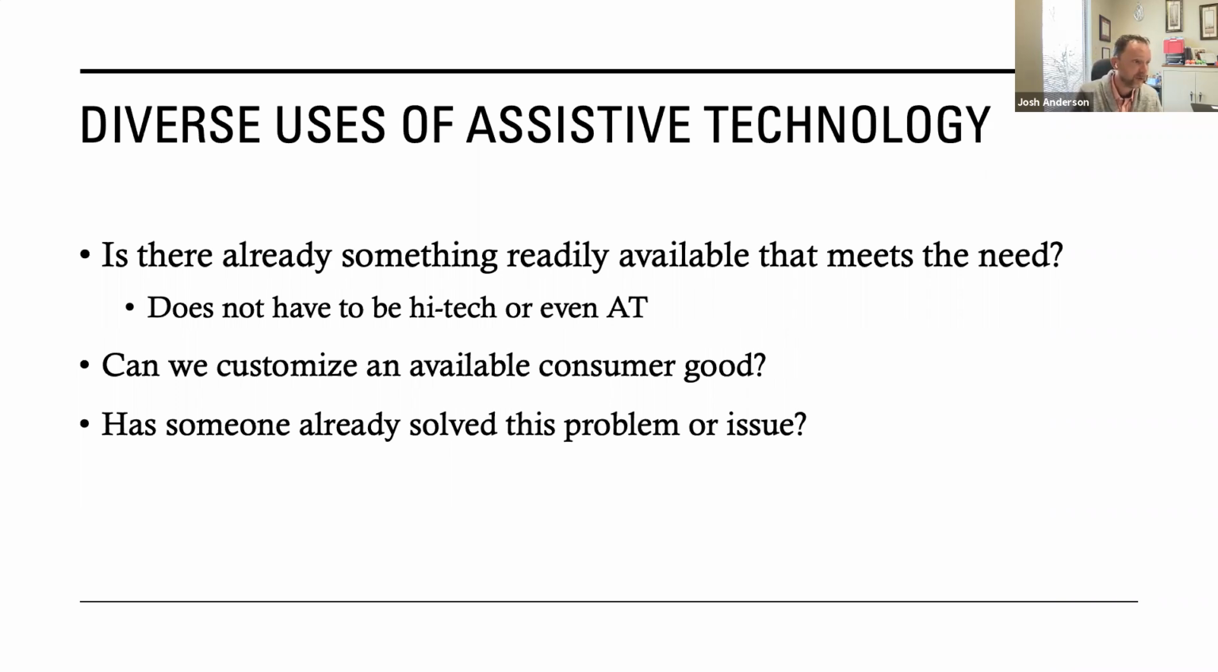Can we customize an available consumer good? Has someone already solved this problem or issue? We'll talk about that much later, just the problem. One of the main problems with AT is, where do I find information if I need it? Where can I find this stuff? And if you can find other folks who do it, what have they done in the same situation?